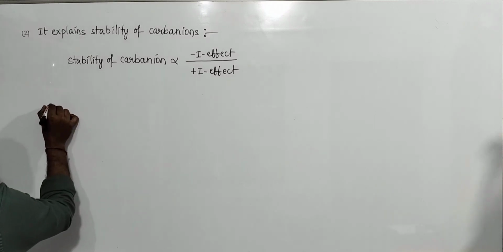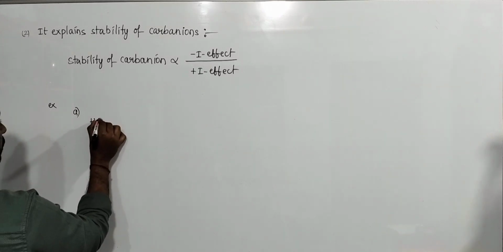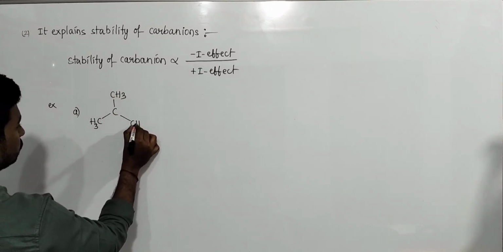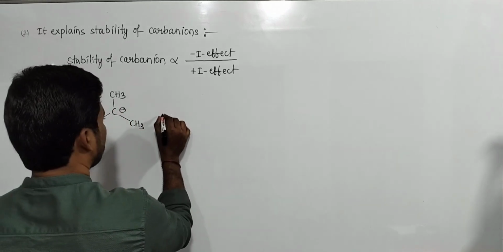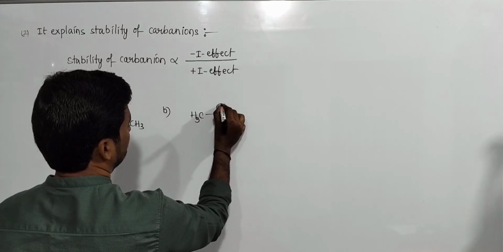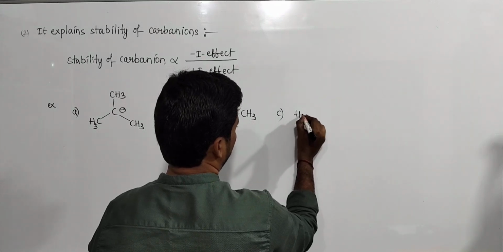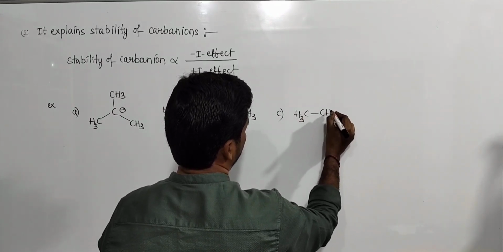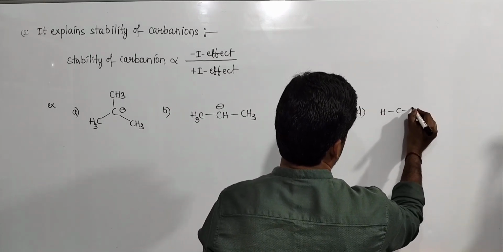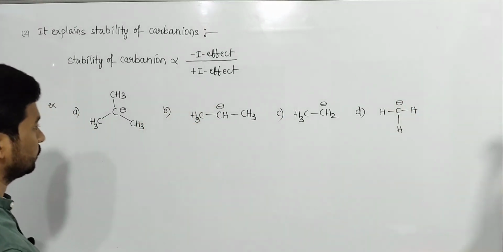Example: A is a tertiary carbanion. B is a secondary carbanion. C is a primary carbanion taking ethyl group. D is a methyl carbanion. Now tell me which one is stable.